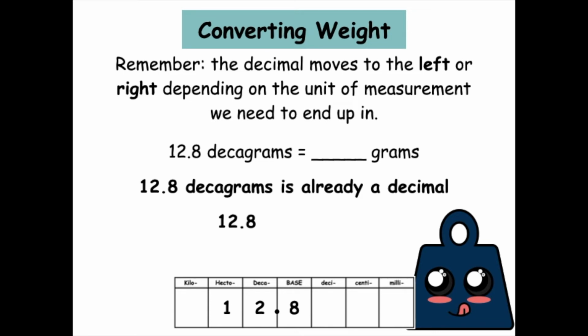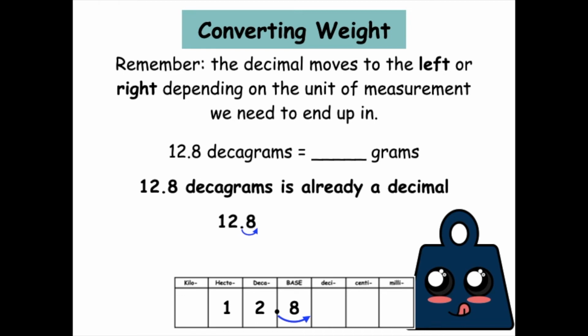Now all we have to do is look at it and figure out how many times do I need to move, and am I going in the direction to the left or am I going in the direction to the right? So we're starting in decagrams and we have to end up in grams. Grams is a base unit, so right now I'm starting in deca and have to end up in base, which means I have to move to the right. So there's my arrow showing that I'm going to move my decimal one spot over to the right because deca is only one spot over from the base spot.